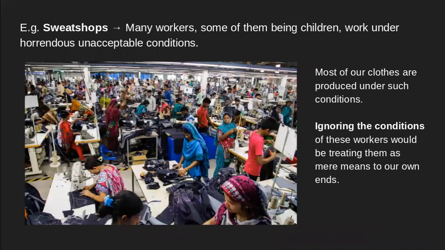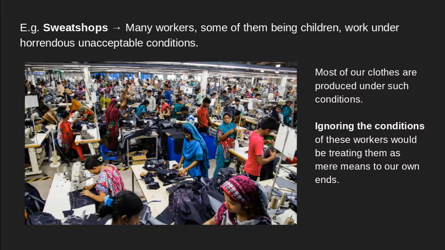Okay. Another example is sweatshops. You might not know this word, but sweatshops are factories like the one in the picture. So it's a messy workshop. There are sometimes child workers in sweatshops, and everybody's working overtime. It's not well ventilated. The working conditions are far from ideal. It's very bad working conditions. They're not paid enough. Sweatshops are places that you don't want to work in. Many workers, some of them being children, work under horrendous, unacceptable conditions. And most of our clothes today are produced under such conditions.